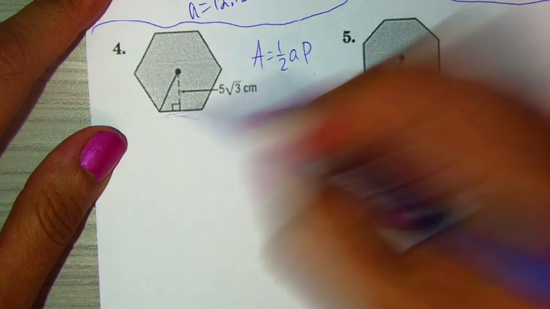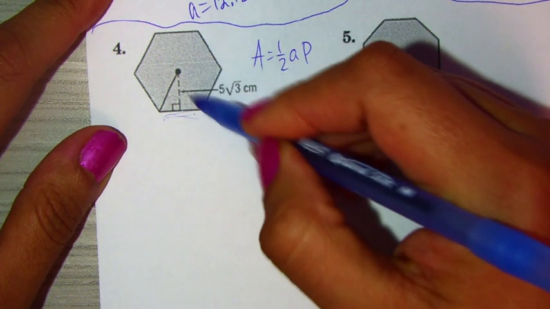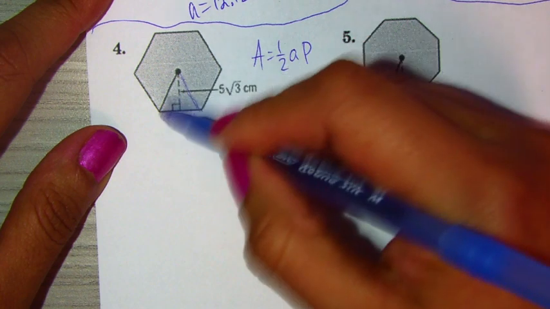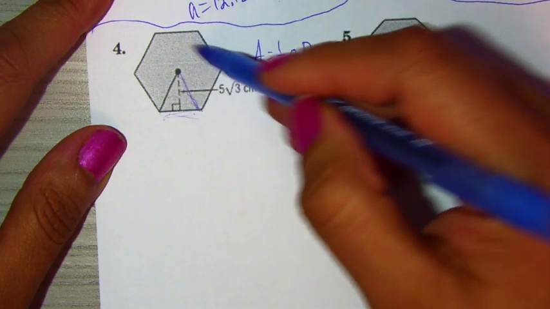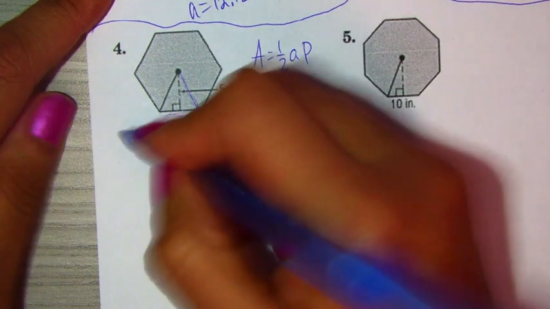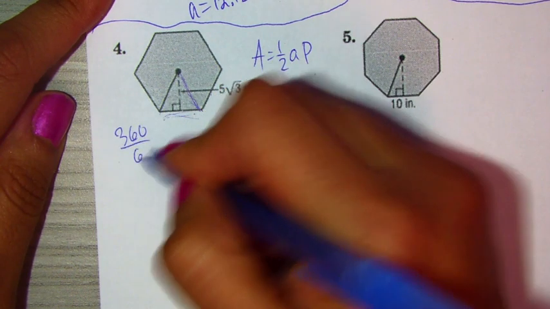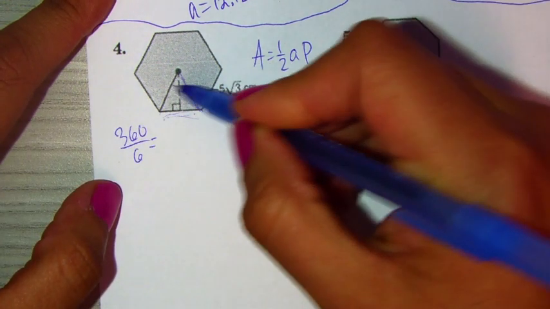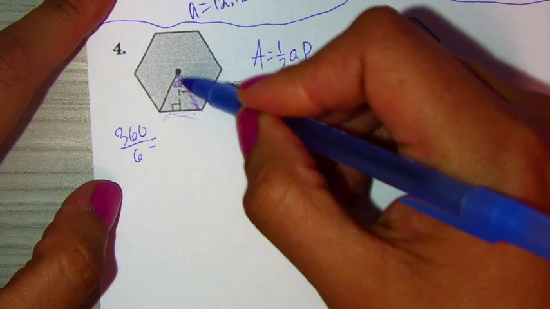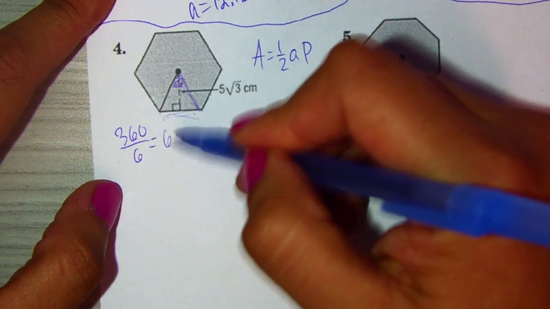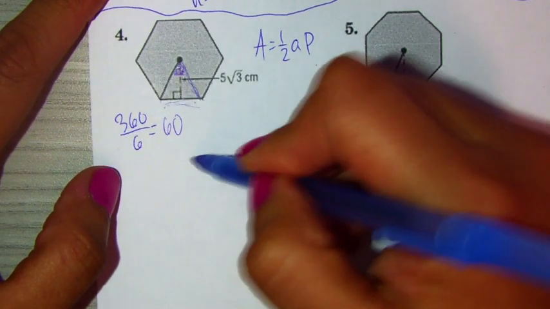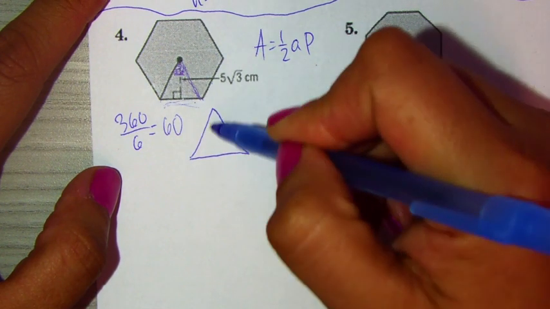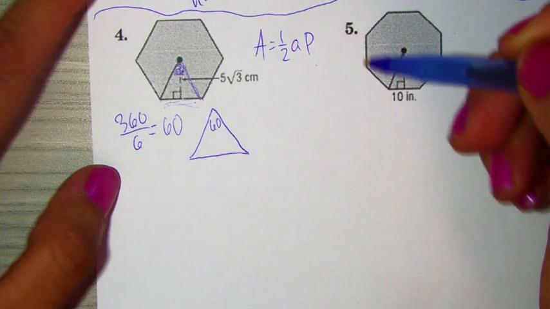So to find this side, we need to analyze, again, visualize the triangle. There's a hexagon, so we're going to do 360 divided by 6, so we can find out what one of these angles is. And that gives you 60. So you have a triangle that is 60 degrees right there.